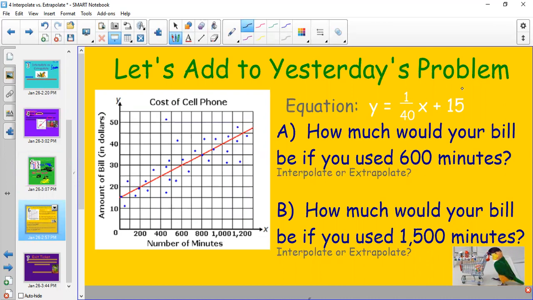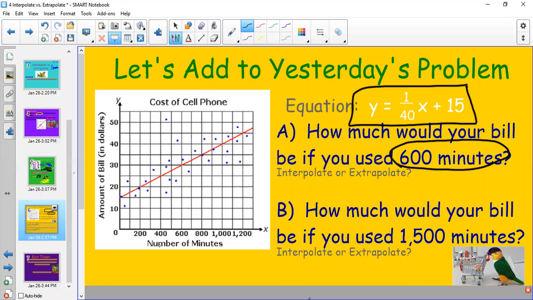So we did not write the equation since we wrote that equation yesterday. We talked about what the slope was. We talked about what the y-intercept is. Let's now interpolate or extrapolate. Okay, so 600 minutes. How much is our bill going to be? Let's find 600 minutes. That's right there. I'm going to go straight up until I hit my line, and I'm going to go straight over. That would cost $30. It's inside our data, so that is interpolation.